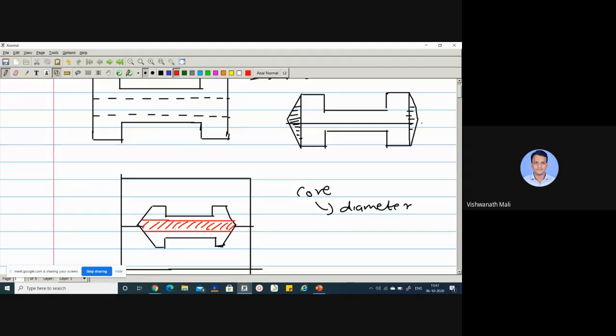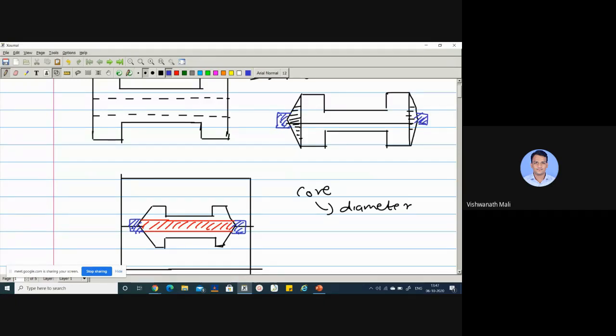Now we need to support this core. So how will we support this core? By providing the core prints. Now how to give the core prints? See here. Core prints are the extra projections which we use to support the core. So this we will make in the pattern itself.